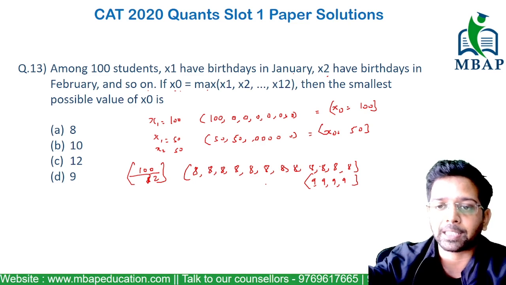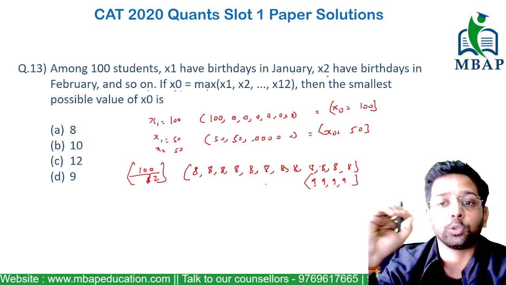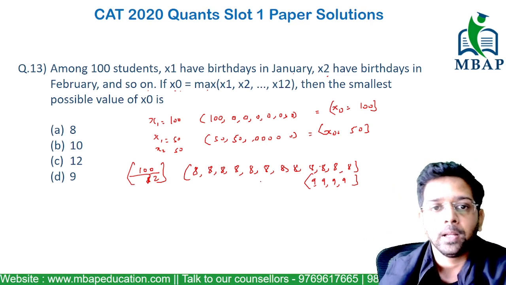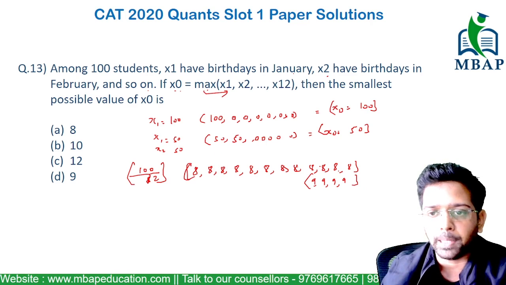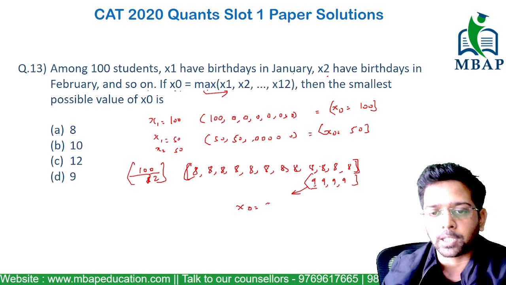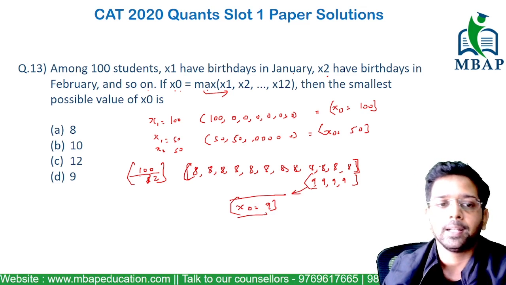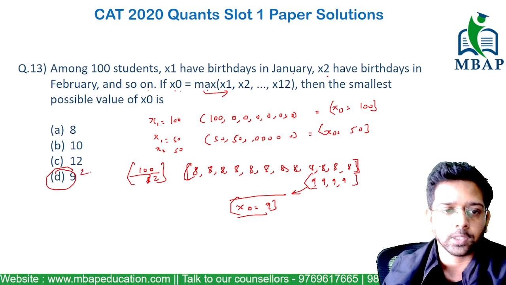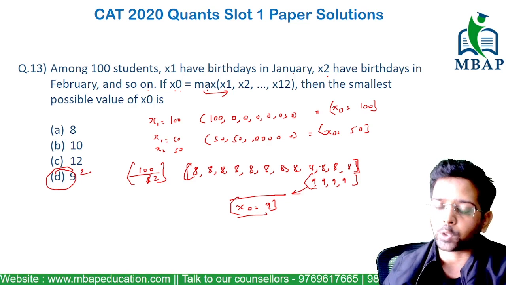I will not make it 10, 8, 8, 8, 0, because the question is about to minimize. The minimum value is the maximum of this given range. So this is the minimum possible range that I can consider. The maximum value that I get is a number which is 9. So x naught will be the maximum of this given range, which is coming out to be 9. And very beautifully you've solved this question: the answer will be 9.